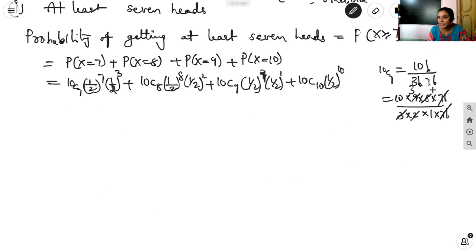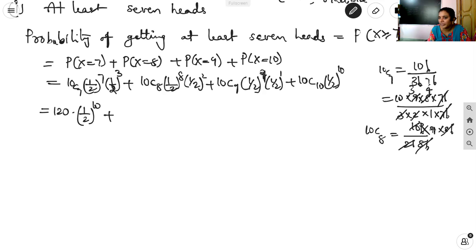2 ones are 2, 2 fours are 8, 4 threes are 12, 12 tens are 120. It is equal to 120 into (1/2)^10 plus 10C8. 10C8 is equal to 10 factorial by 2 factorial into 8 factorial. It can be expanded up to 9 and 8 factorial. 8 factorial, 8 factorial cancel.